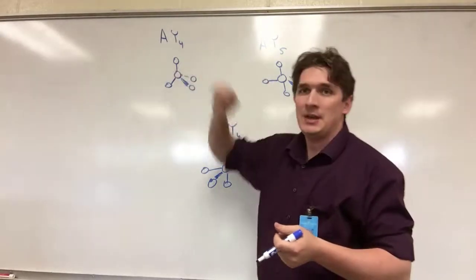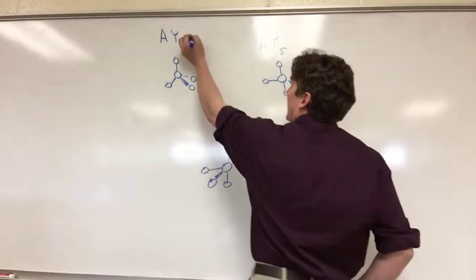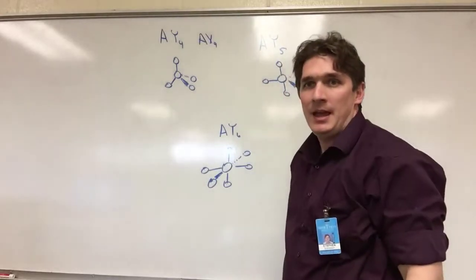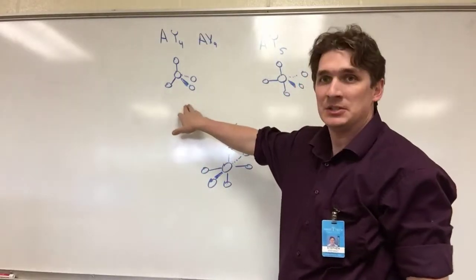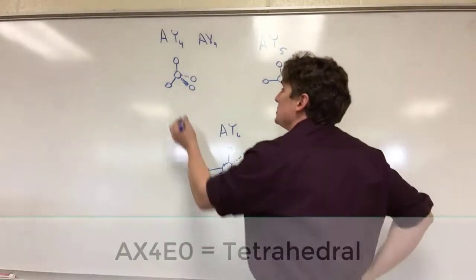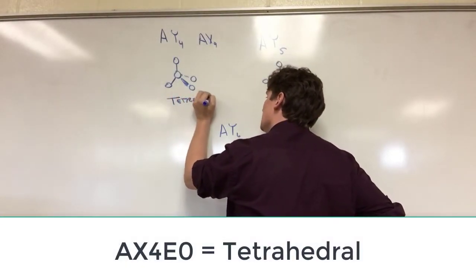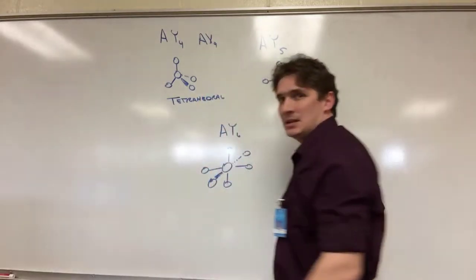So if we have AY4 and we have 4 periphery atoms, this means that we have an AX4E0. And that means in this case, the electronic and molecular geometries are the same. In this case, this is going to be tetrahedral for both. So how does it get more complicated?